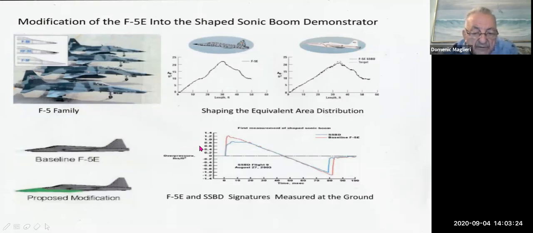This is overpressure, and this is period. The F-5E came by with the N wave. Okay, then came the modified F-5E, or the SSBJ, Shaped Sonic Boom Demonstrator. We got the flat top. Once this was proven, things really began to get stimulated. In fact, I think this really led to the development of the X-59.